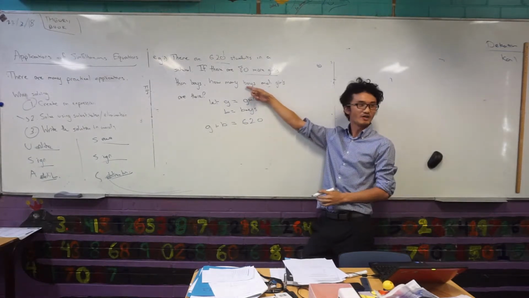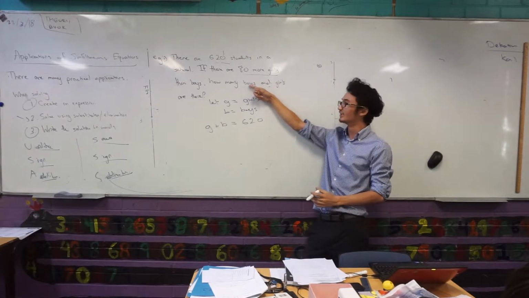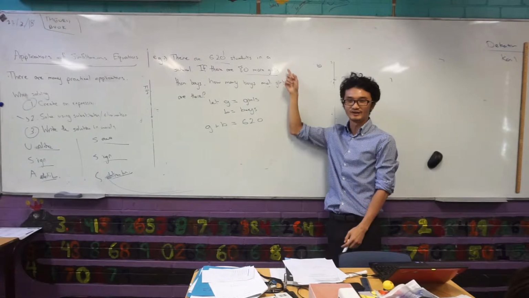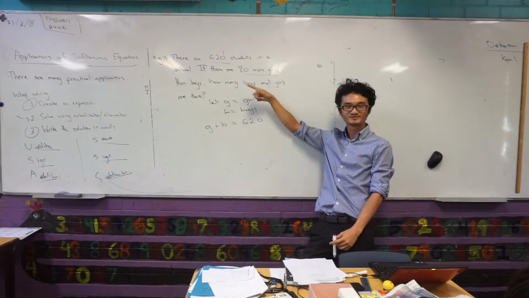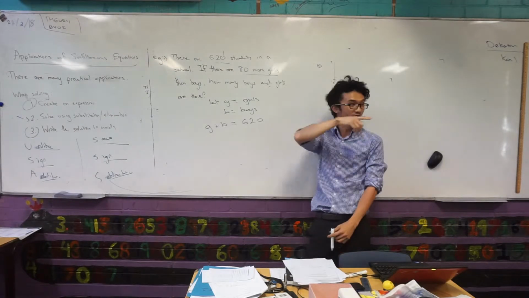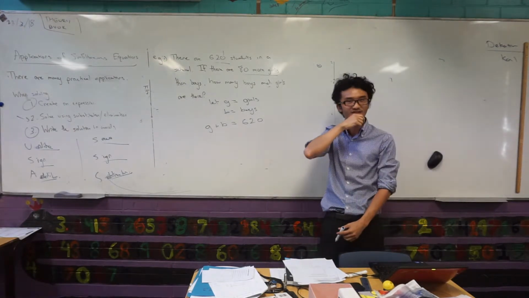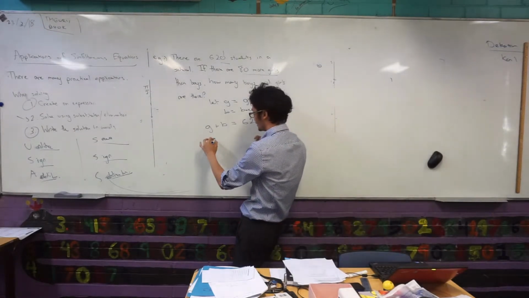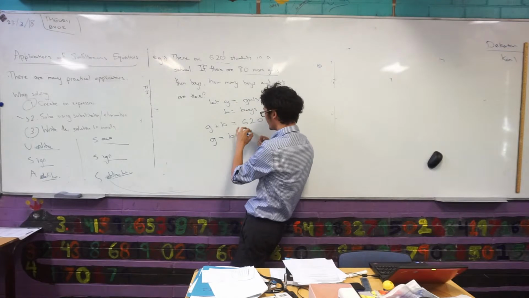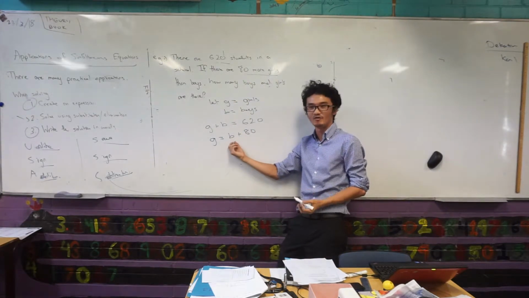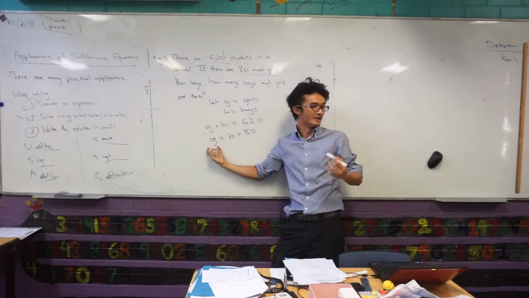But what about the other part of my equation? That one's a little bit trickier. I know that there are 80 more girls than boys. So are there more girls or are there more boys? More girls. Okay. So G equals B plus 80. Because there are 80 more girls than boys, if I add 80 to the number of boys, that should give me the number of girls, right?